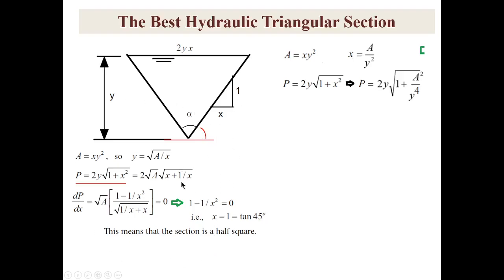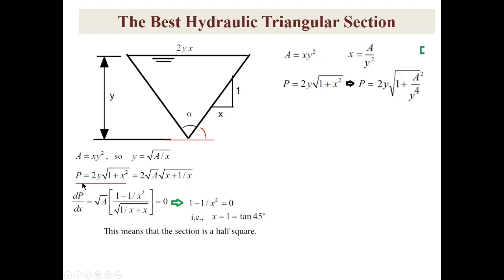Here you saw that we replace the term y with its corresponding value from the area equation. In the second way, I would like to replace the x and take the derivative of the weighted perimeter with respect to y in this example. As previous, we know that area is xy squared. Therefore, from here, x will be a over y squared.